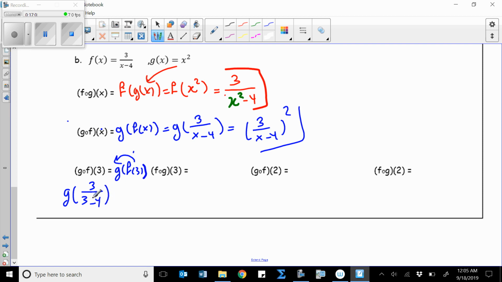3 minus 4 is negative 1. And 3 divided by negative 1 is negative 3. So inside parentheses is actually equal to negative 3. Now we need to find g of negative 3. What is g of negative 3? g of x is x to the power of 2. So here, for x, we're going to replace negative 3. It will be negative 3 to the power of 2, which is equal to 9. So this is the value of g of f of 3.